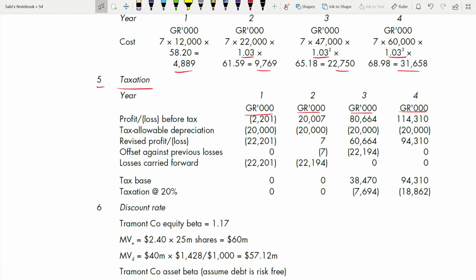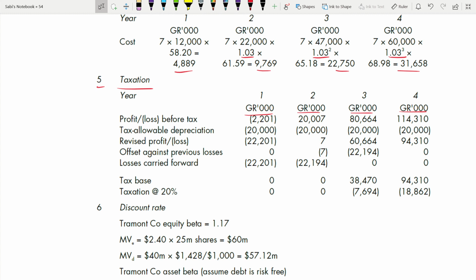Now remember one thing: tax allowable depreciation you have to deduct, but if you see year 1, it is added with profit before tax. Why? Because in the first year it is a loss. So if you have to deduct something from that loss, which is negative, negative minus something will give you a bigger negative number. You can do it in your calculator and check. When you put it in your calculator, don't put 2201 minus 20,000. You will get a wrong answer. You have to put minus 2201 minus 20,000. Then you will get minus 22,201. You have to be very smart with your calculator about what number you are putting.